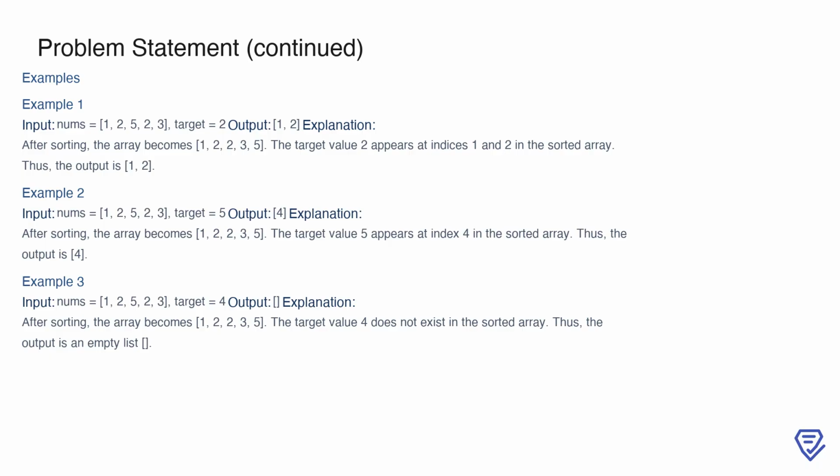Finally, in the third example, the input is still nums equals [1, 2, 5, 2, 3], but the target is 4. After sorting, the array is [1, 2, 2, 3, 5], and we see that the target value 4 does not appear in the array. Therefore, the output is an empty list.